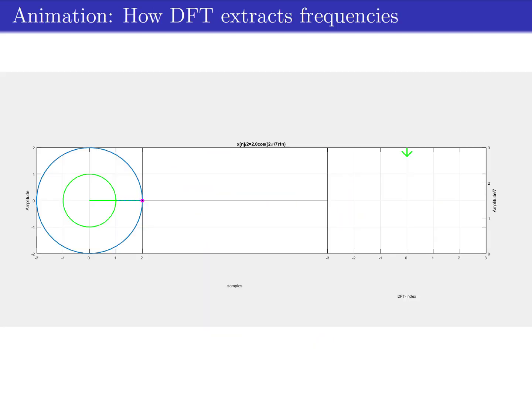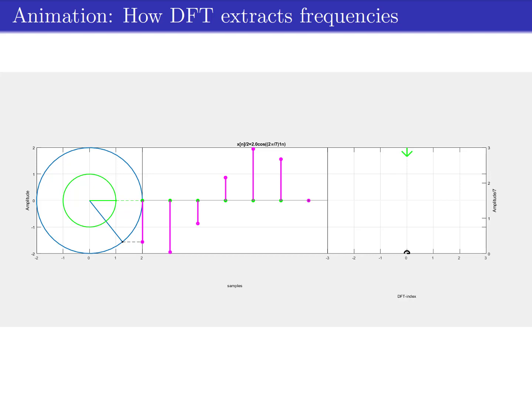In this animation, the input signal xn is equal to 4 cosine 2 pi over 7n, and the DFT length is 7. The cosine consists of two phasors, one phasor with positive and the other one with negative frequency 2 pi over 7. In order to simplify the figures, we only plot the phasor with positive frequency, which is shown in the left-hand side of the figure in blue.